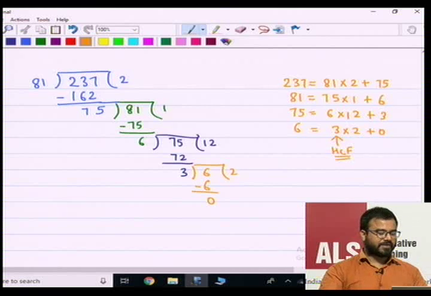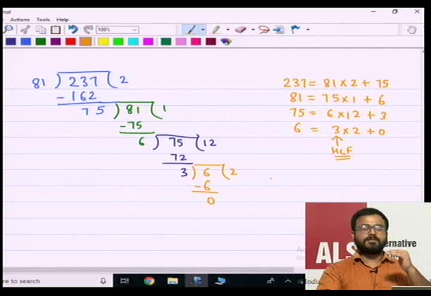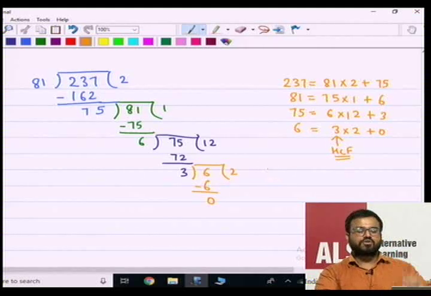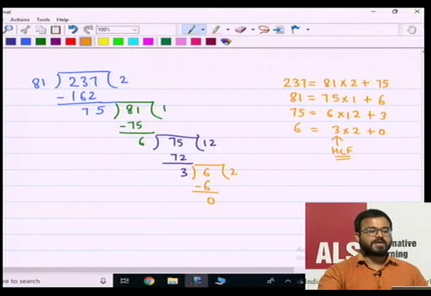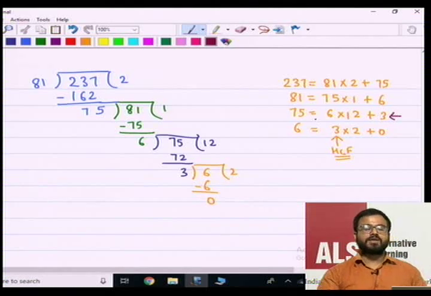So basically we have to write 3 as a linear combination of 81 and 237. So we will take the help of these steps in writing that. We have to start from the last step and then go to the top step. So how can we write it like this? First of all, we have to start from the second last step. 3 is the HCF. So you can see 3 is present over here. So from this step, how can we write 3?